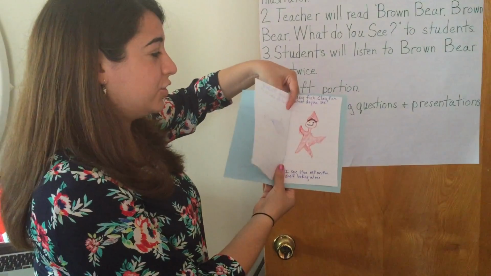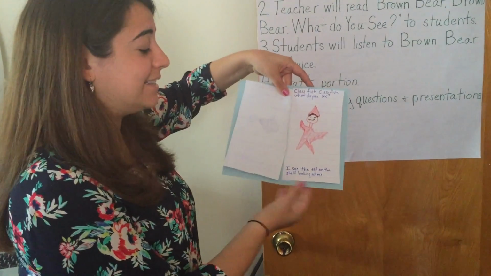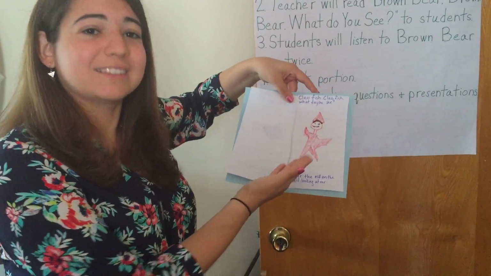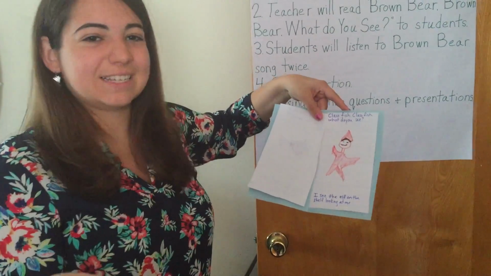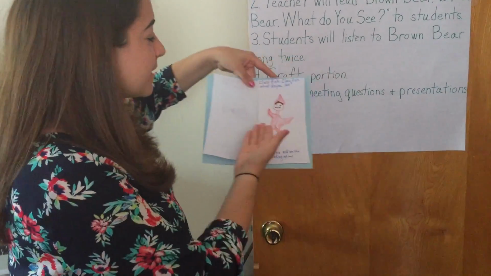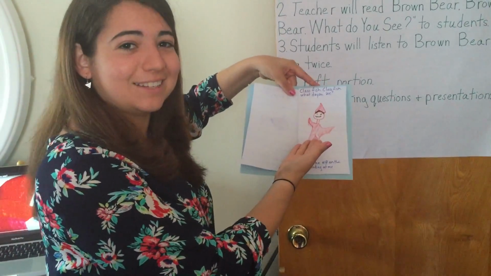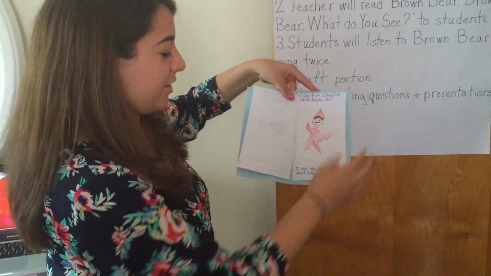Then, for the next page, she decided to write, class fish, what do you see? I see the elf on the shelf looking at me. This lesson was, of course, taught in early December when the elf on the shelf and Mensch on the bench were present in our classroom. This shows that she grasps the concept of illustrator, as she pretended to be the illustrator, and author.